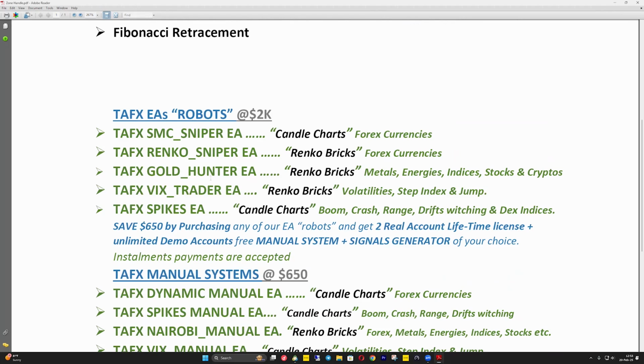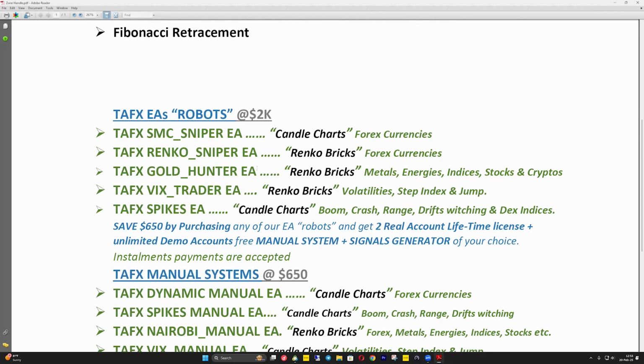Let's go to TFX Gold Hunter. The Gold Hunter also is the combination of candle charts and RENKO bricks, and this one is based on metals, energies, indices, stocks, and cryptos. It is good to understand what Gold Hunter now trades.